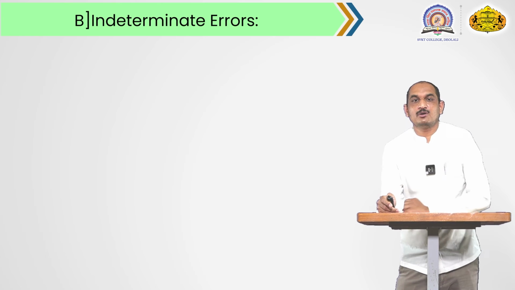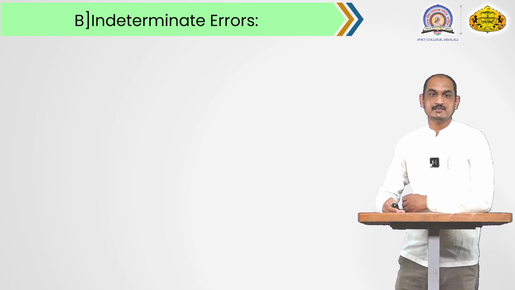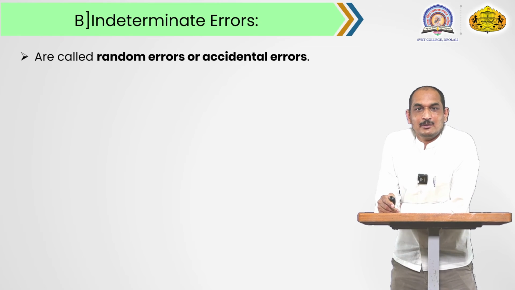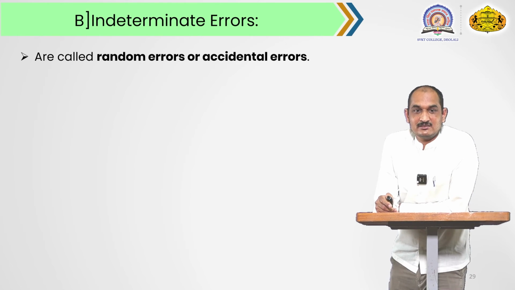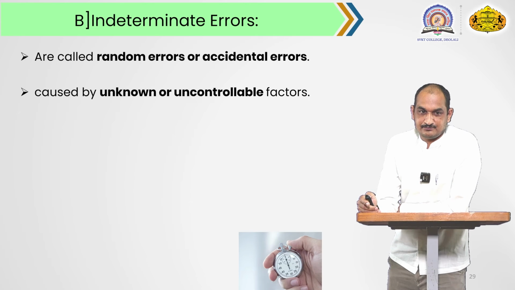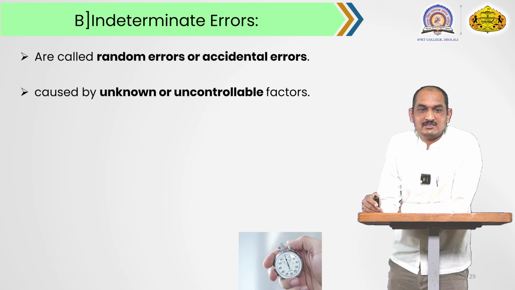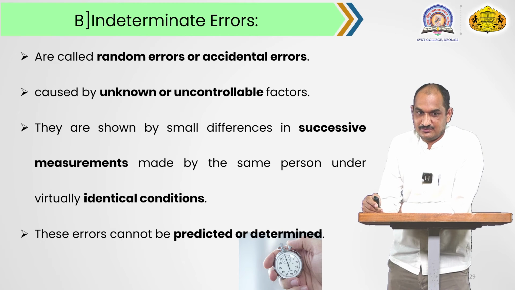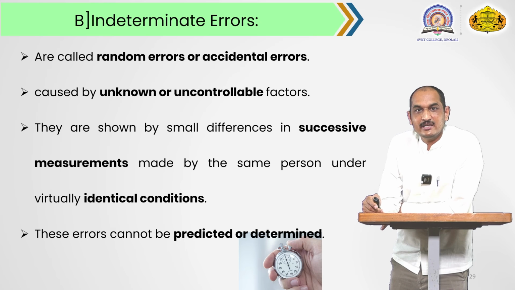The second type of error is the indeterminate errors. The indeterminate errors are called random errors or accidental errors. Such types of errors are caused by unknown or uncontrollable factors. They are shown by small differences in successive measurements made by the same person under virtually identical conditions. And these errors cannot be predicted or determined.